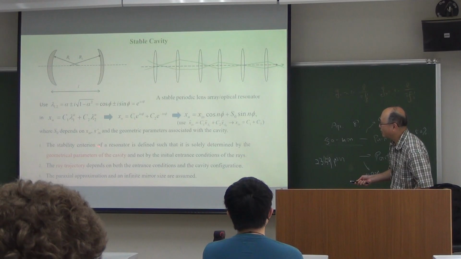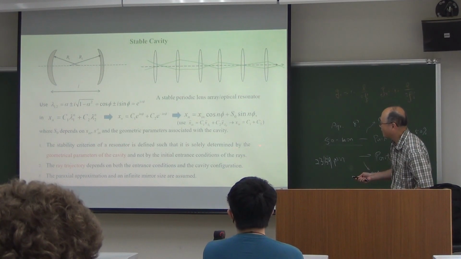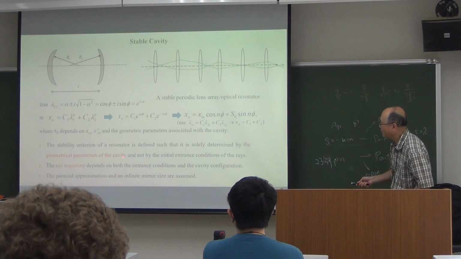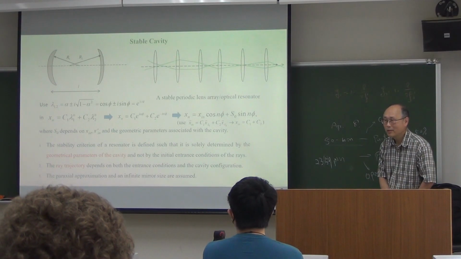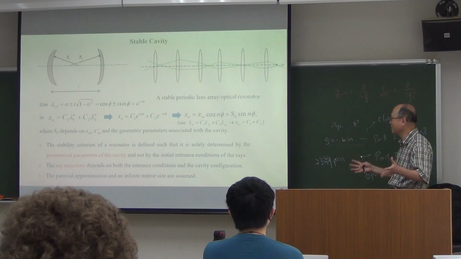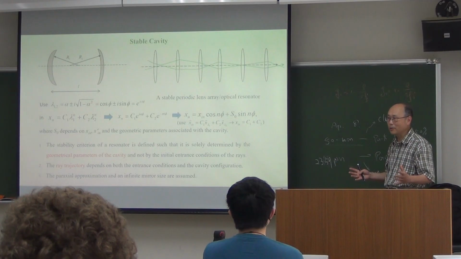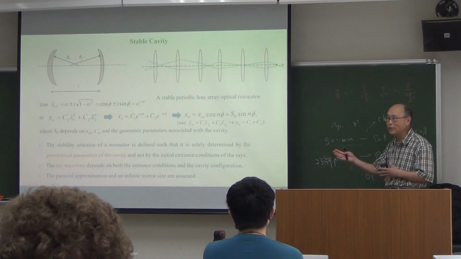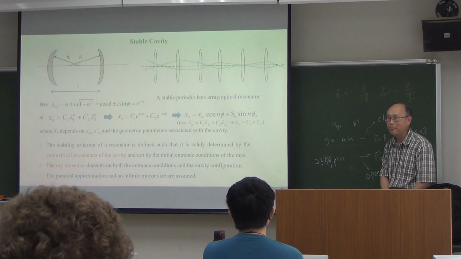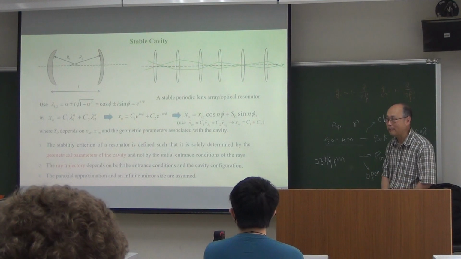The stability criteria of an oscillator is solely determined by the geometric parameters of the cavity. So this is really nice. If you finish the design of your cavity, the cavity is stable regardless of how we inject the light ray into the system. Okay, so this gives you a very powerful tool to design a stable cavity.